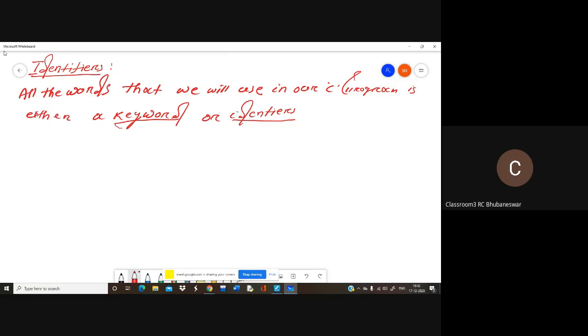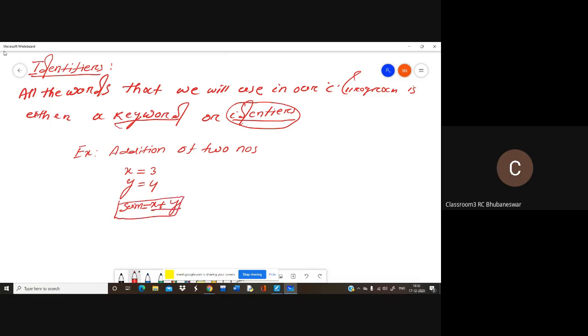So you need to understand. Okay, so what is an identifier? It is a name given to a word or to a variable. In our example of addition of two numbers, I have taken a value for x. x is equal to 3, y equal to 4. Then I have added x plus y, and I have kept the result in sum. Clear everyone?